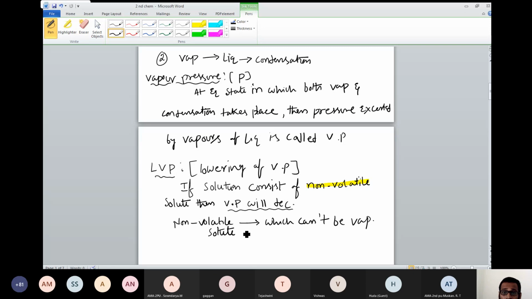Non-volatile solute consists of macroparticles, not microparticles. Macro means big, very big. Non-volatile solute consists of these macro particles.